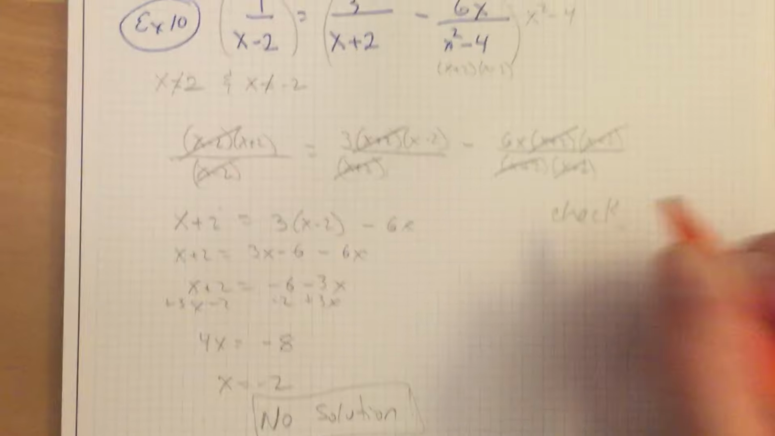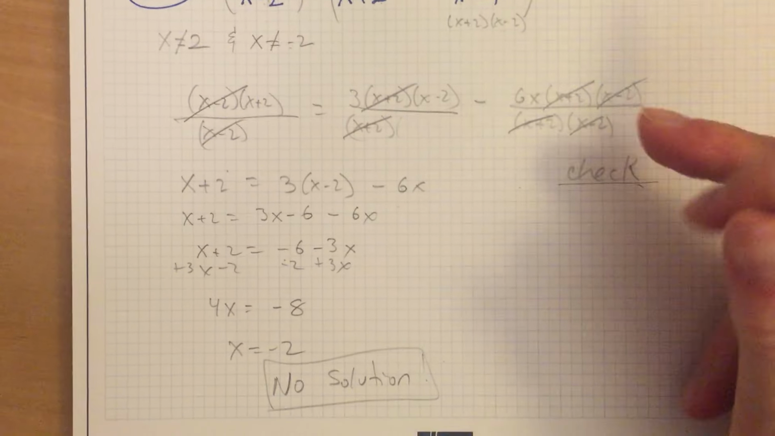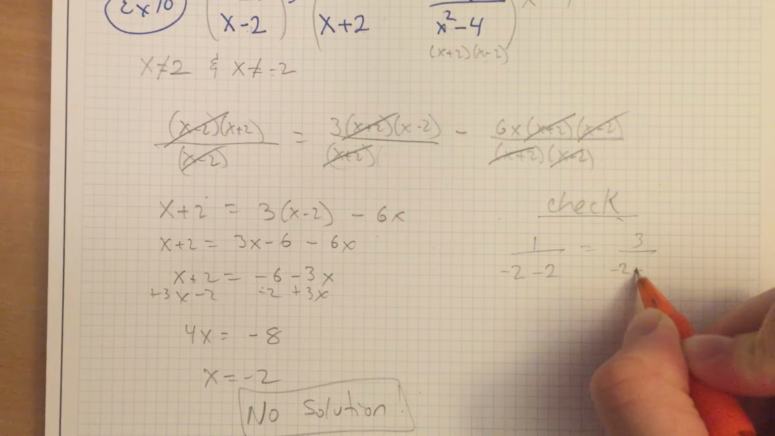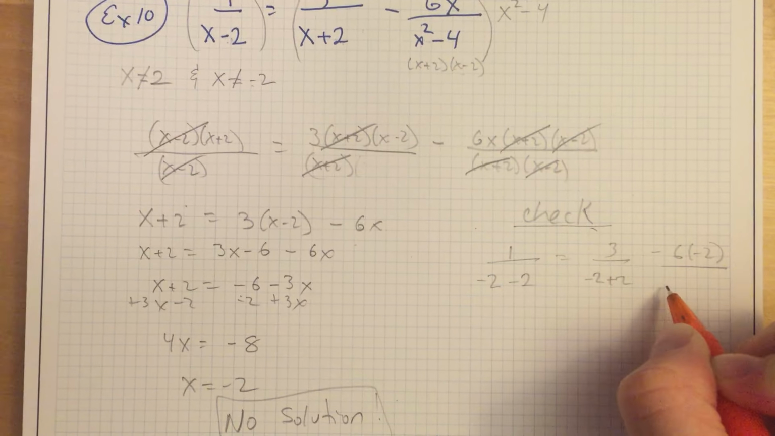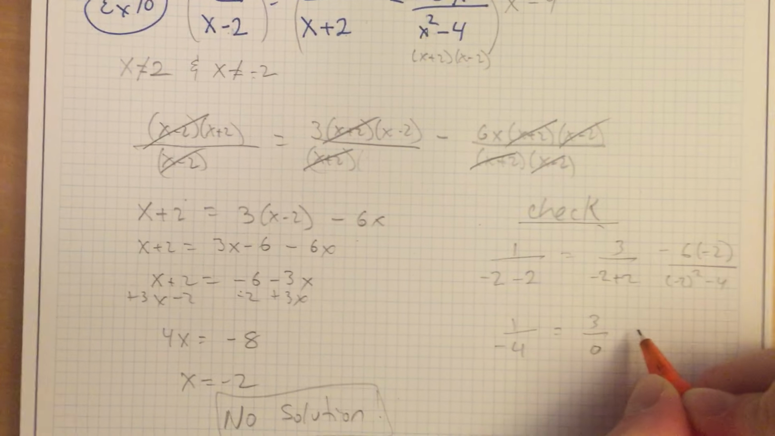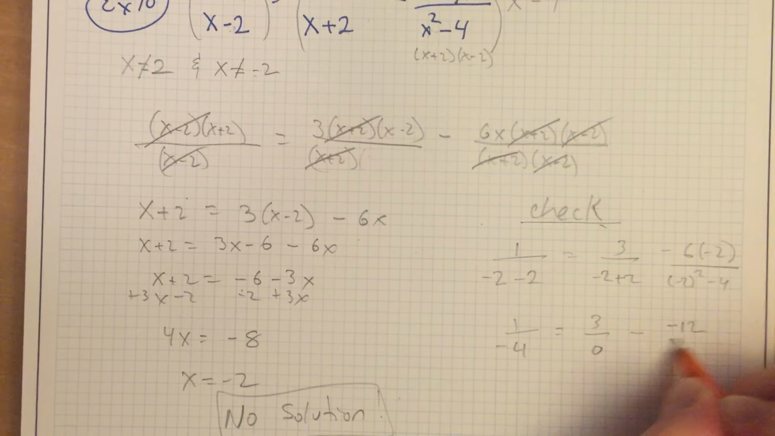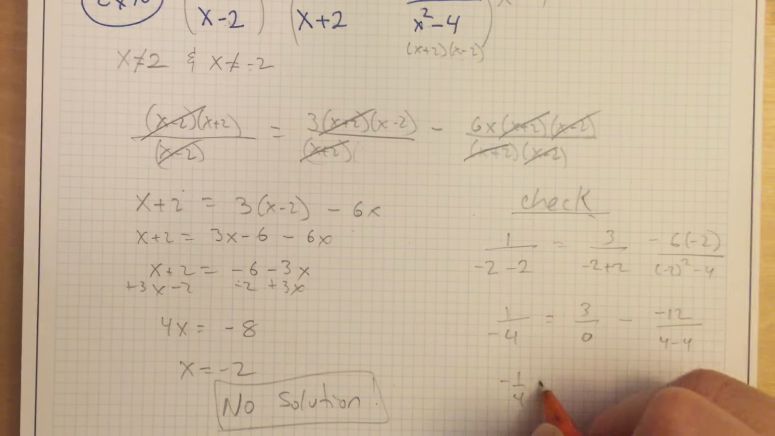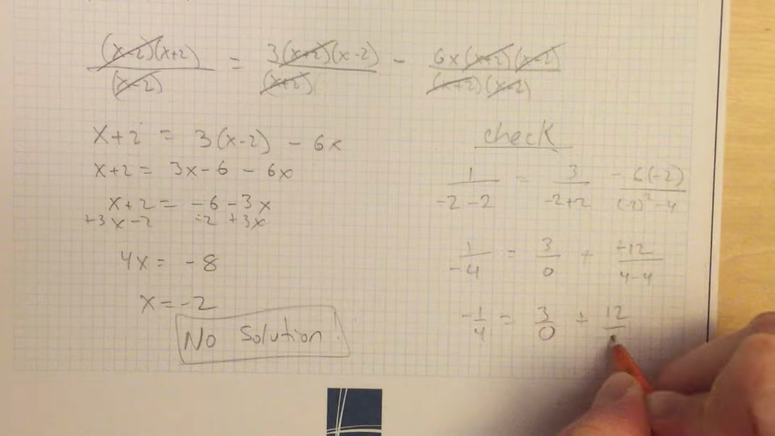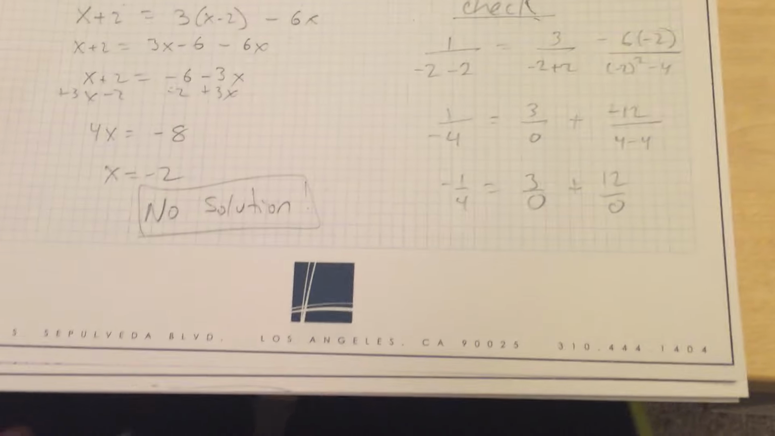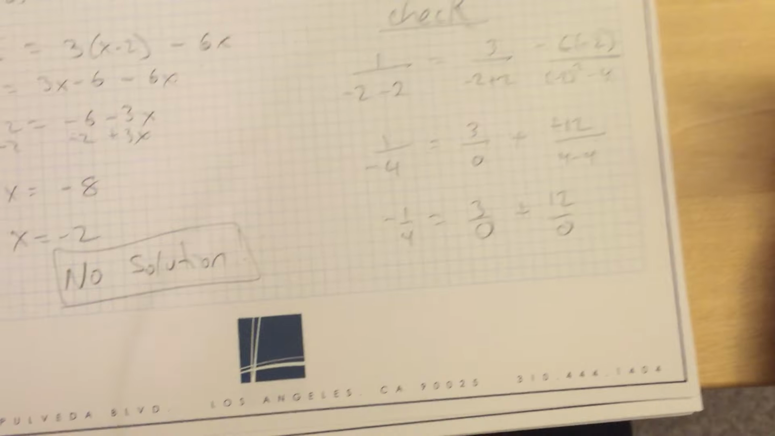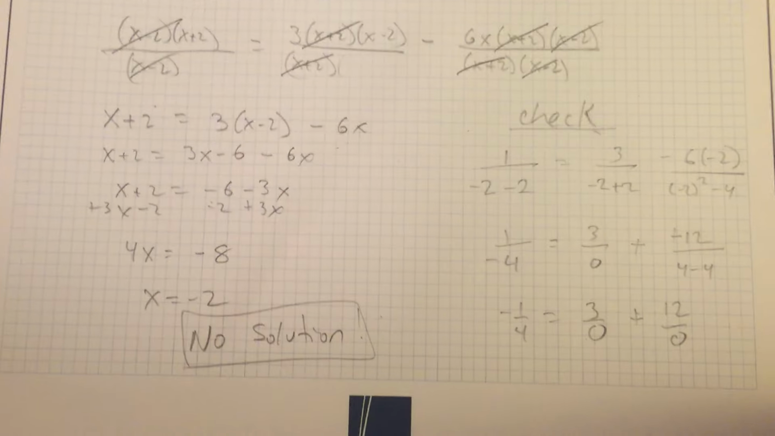And we can see it in our check, right? It'll be 1 over negative 2 minus 2 is equal to 3 all over negative 2 plus 2 minus 6 times negative 2, all over negative 2 squared minus 4. So this will leave you with 1 over negative 4, and then this will be 3 over 0, and then minus negative 12 all over 4 minus 4, which again gives you 0. So let me write that out for you so you can see that. I'm just going to turn two negatives into a positive, so 12 over 0. So there's no way to put that into our calculator, right? 0 in our denominator does not exist. It's undefined. We get an error. So that is why our problem has no solution.